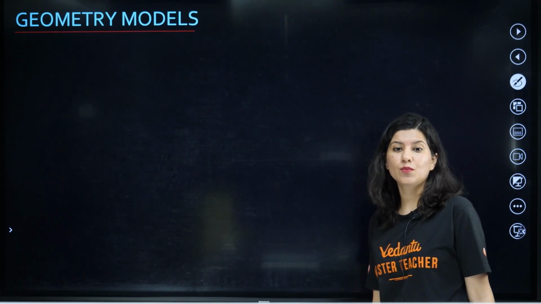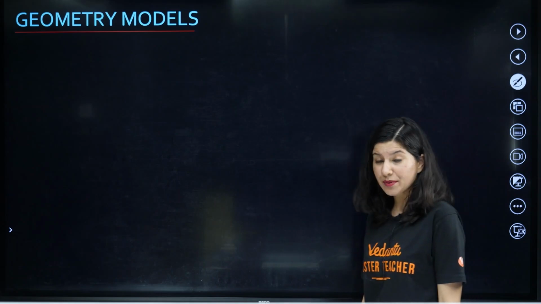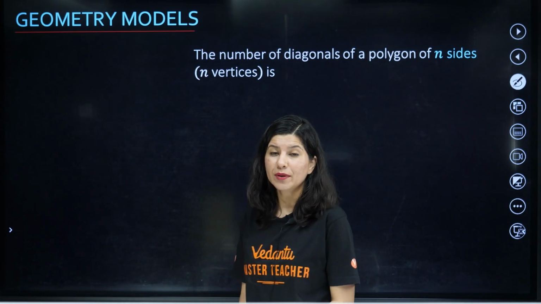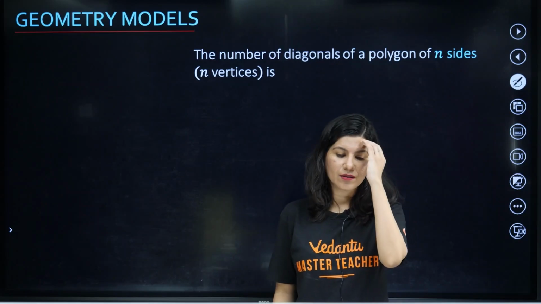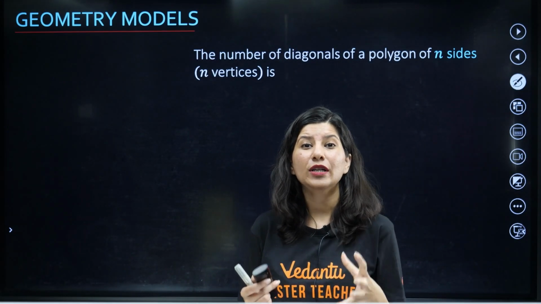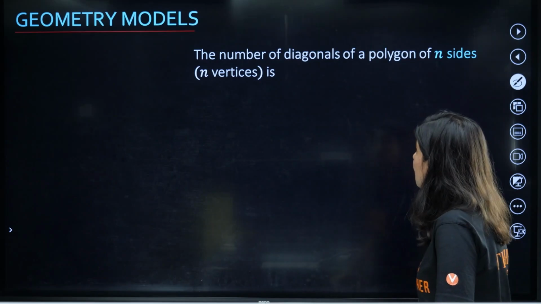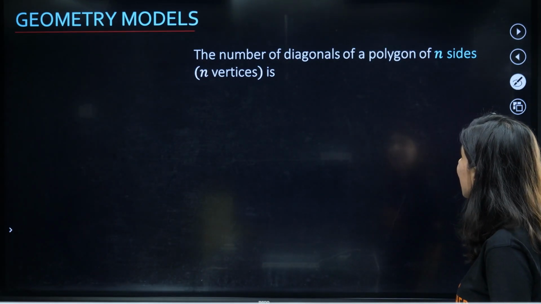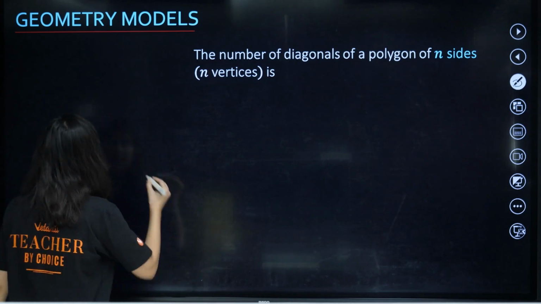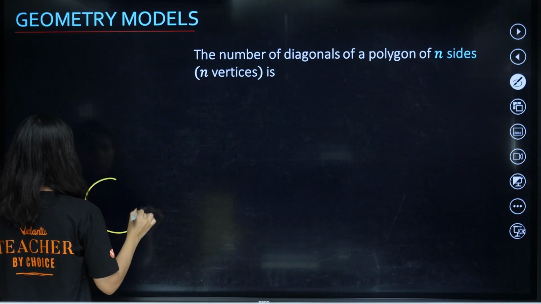Now geometry models. Geometry models will have a different question, a different problem statement. It is a question of polygon: the number of diagonals of a polygon of n sides. So what is happening? N sides, polygon. How to form a polygon? So let me just tell you.